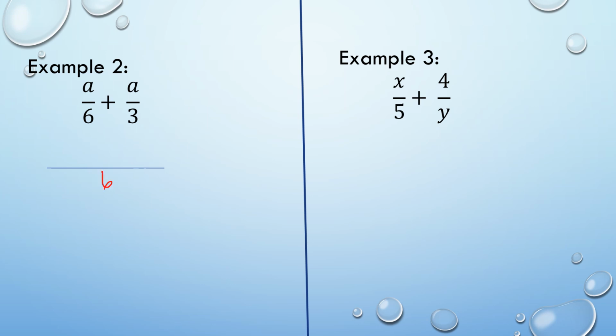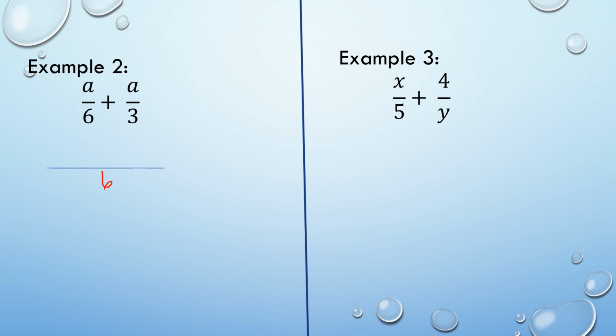Here we have example 2, a over 6 plus a over 3. So we first have to find the LCM, and the LCM in this case would be 6. You can look at it and see that the lowest common multiple of 6 and 3 would be 6. 6 can go into 6 and leave no remainder. 3 into 6 can go in without a remainder also.